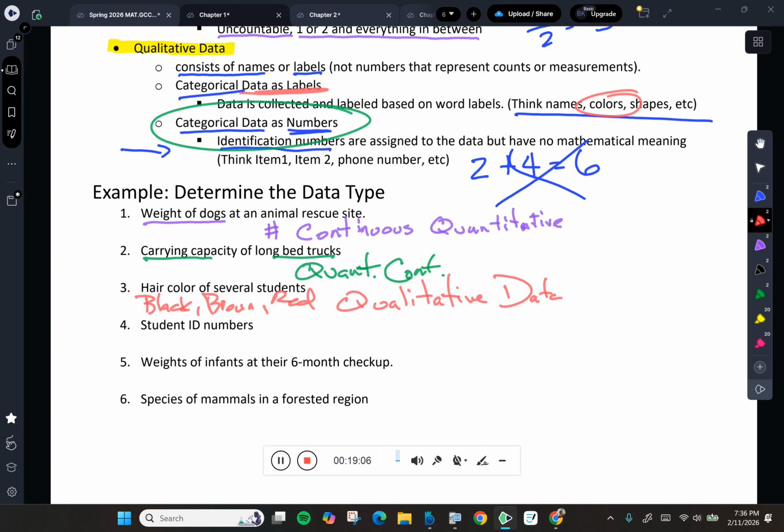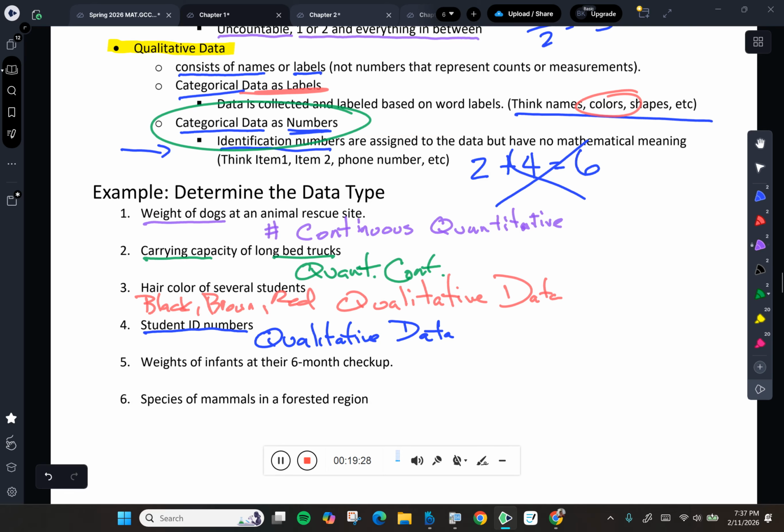Qualitative data. Student ID numbers. Well, that's exactly the example that I was talking about, except I didn't say student ID. I said my employee ID, which we said was a qualitative data set. Okay. How about weights of infants at their 6-month check-in?